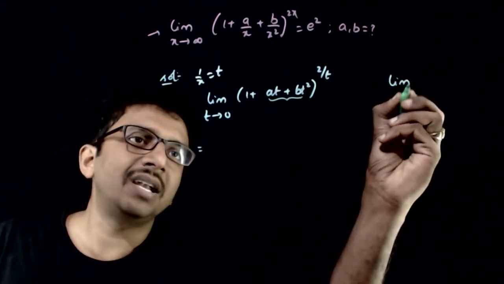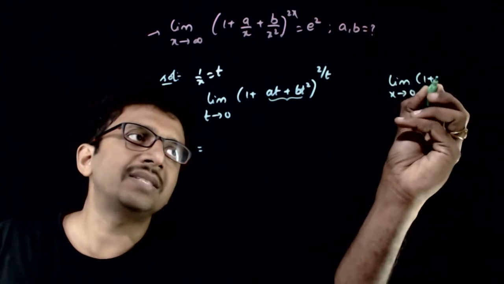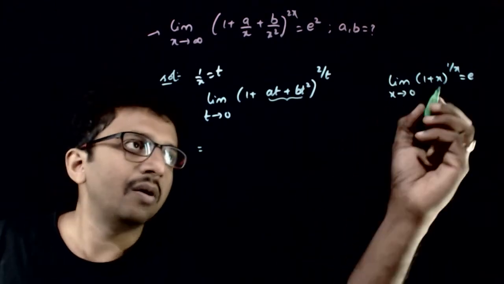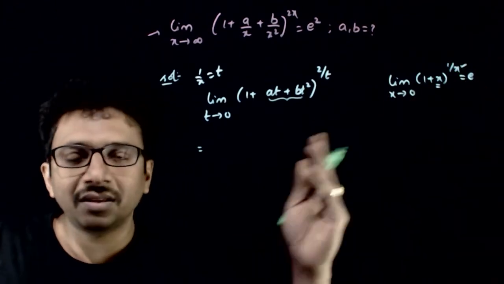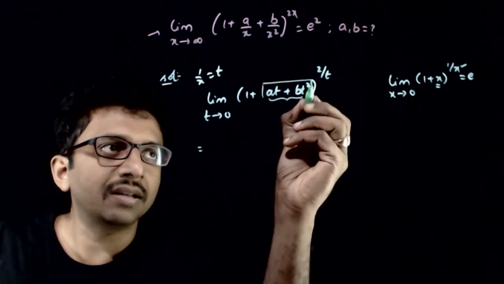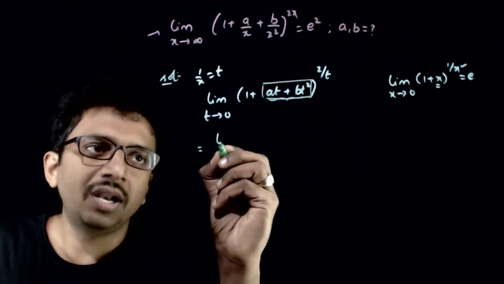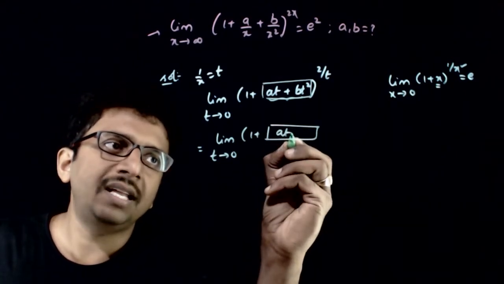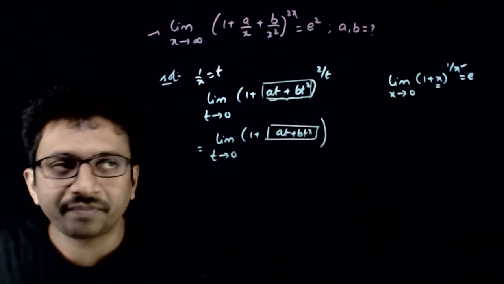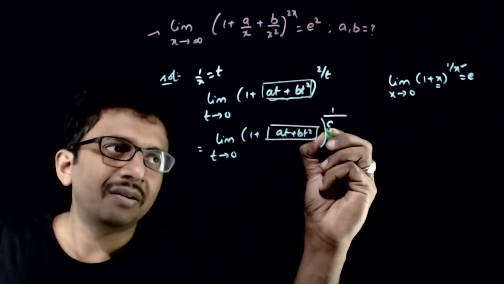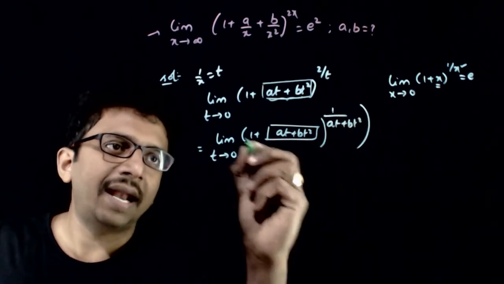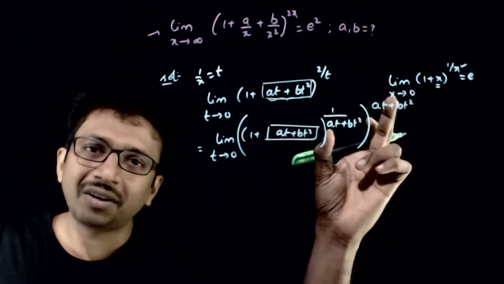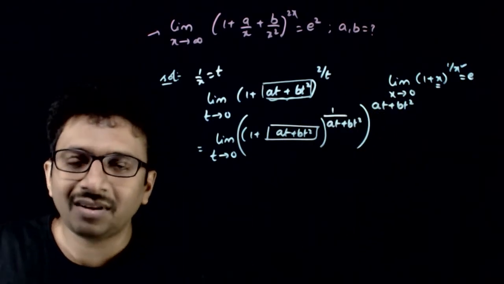We have a formula which says that limit x tends to 0 of (1 + x)^(1/x) is equal to e. So if something tends to 0, (1 + something) raised to 1 by the same thing is equal to e. So this whole part is going to 0, right? So limit t tends to 0 of (1 + at + bt²) raised to the power, I'll write 1/(at + bt²) here, and I'll again multiply it with at + bt². Effectively I have not done anything, I have multiplied and divided with at + bt².